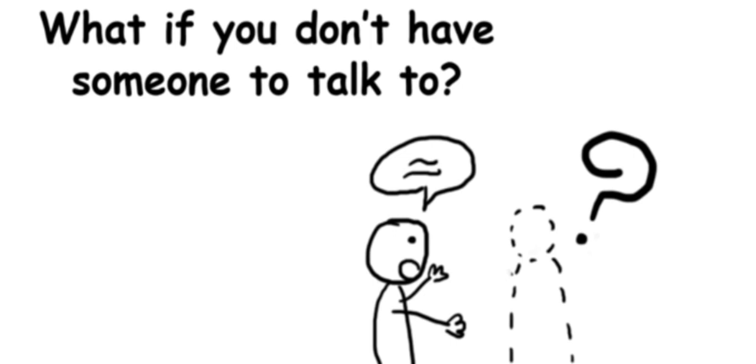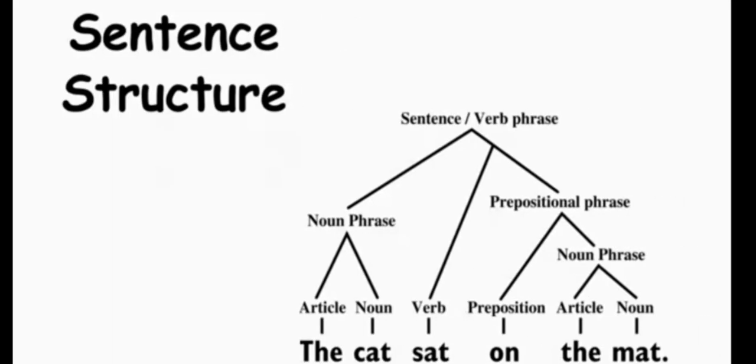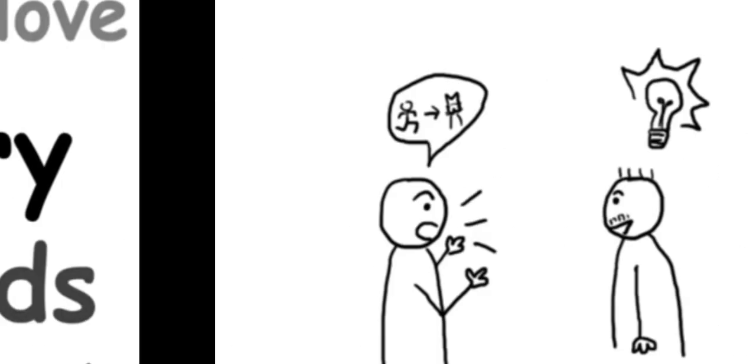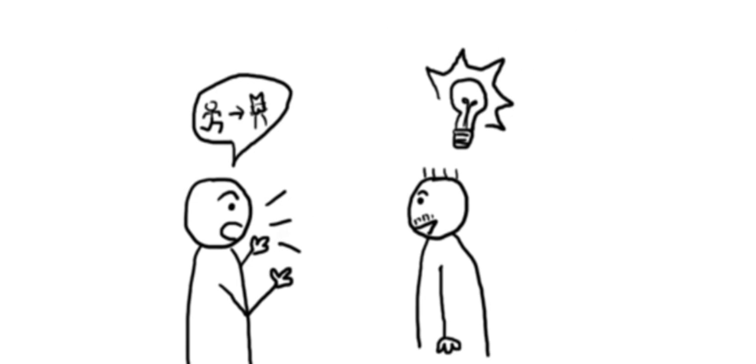But what if you don't have someone to talk to in English? How can you practice then? Well, there's a technique that allows you to learn to speak English by yourself. No speaking partner is required. This technique can help improve many aspects of your speaking English: your sentence structure, your grammar, your vocabulary, and most importantly, your ability to express your thoughts and ideas effectively.